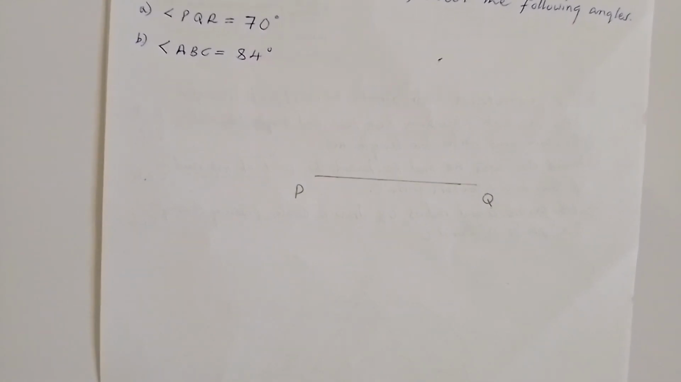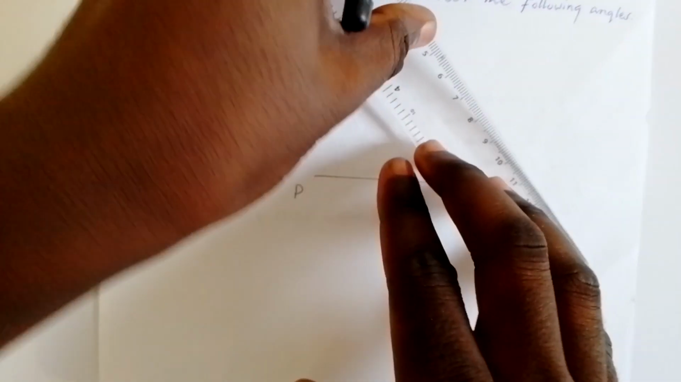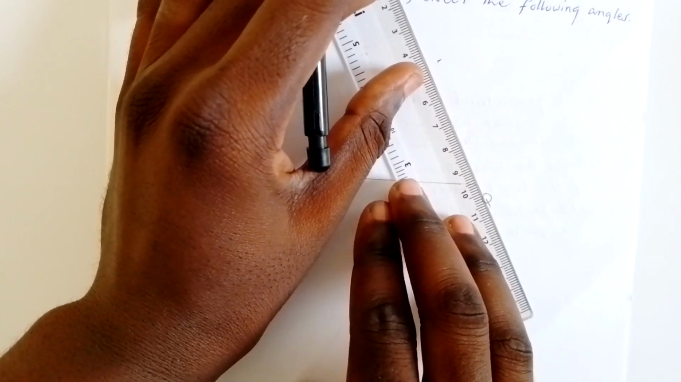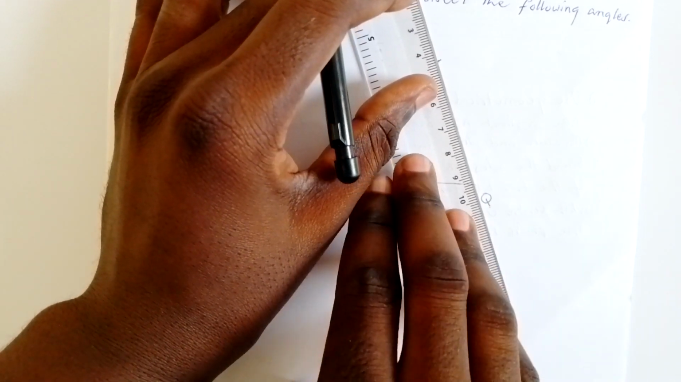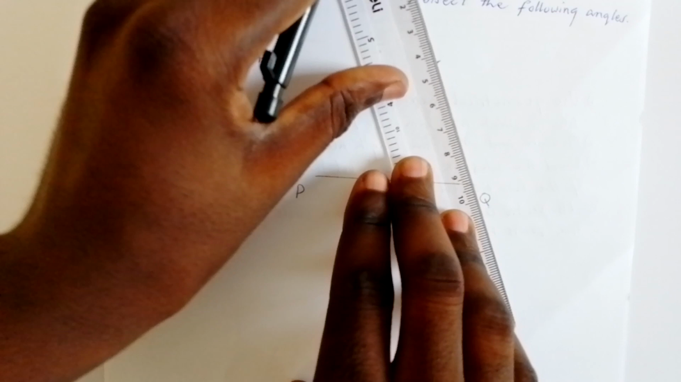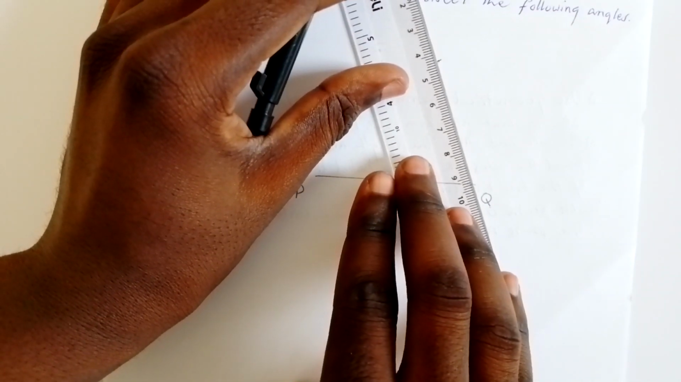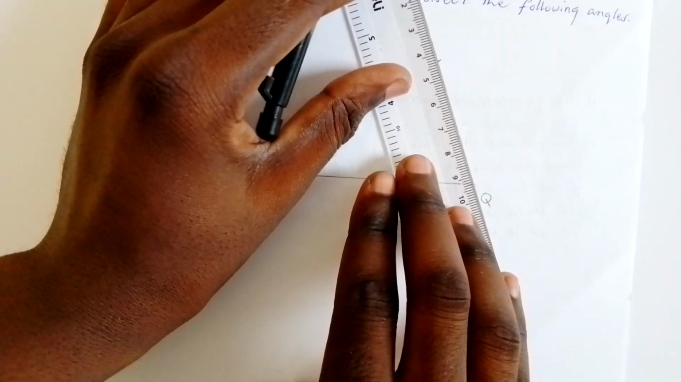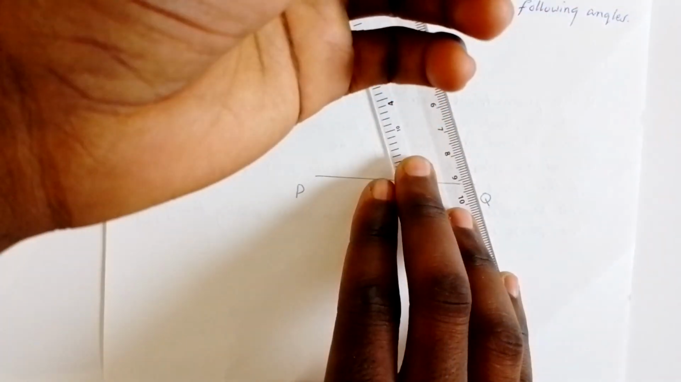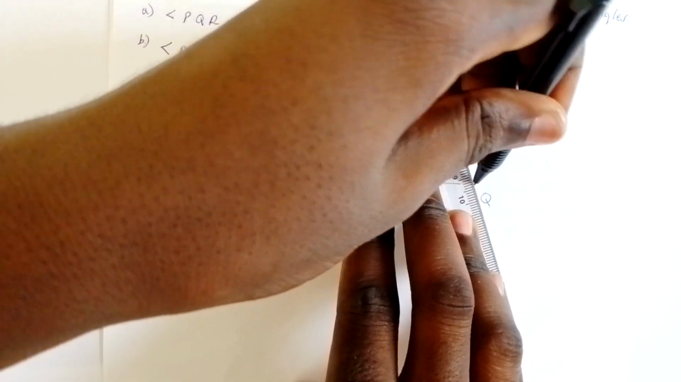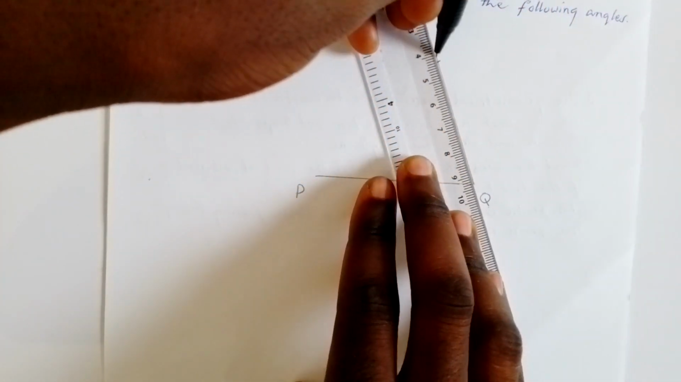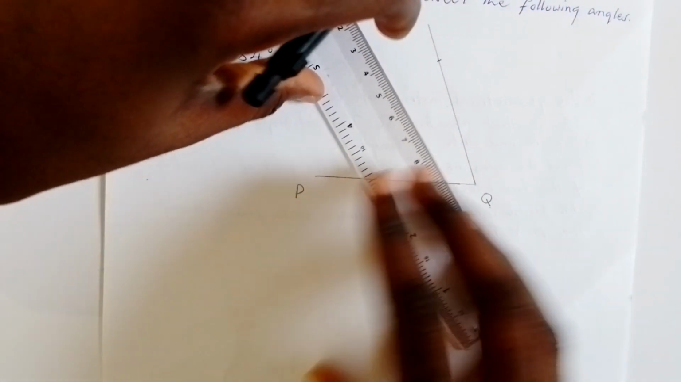Then after doing that, I just get my ruler and connect these 2 points. I connect the 2 points, and something like this will appear. You can even extend it like this.